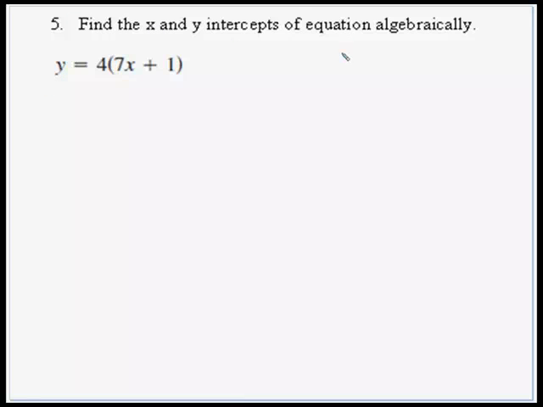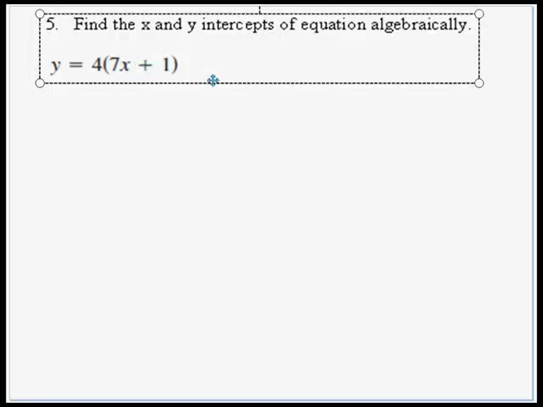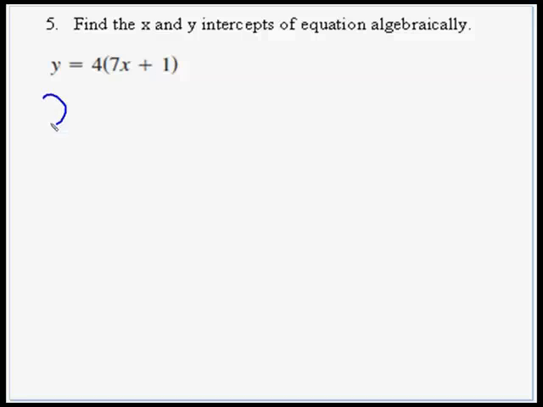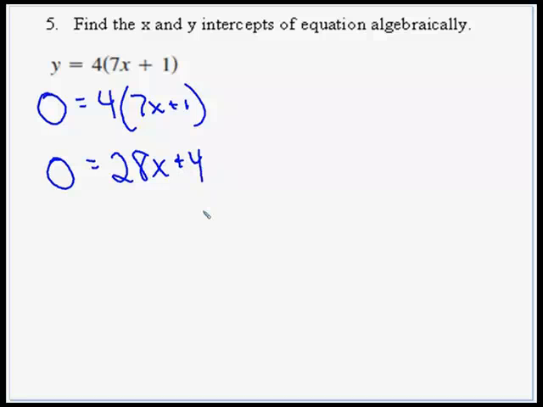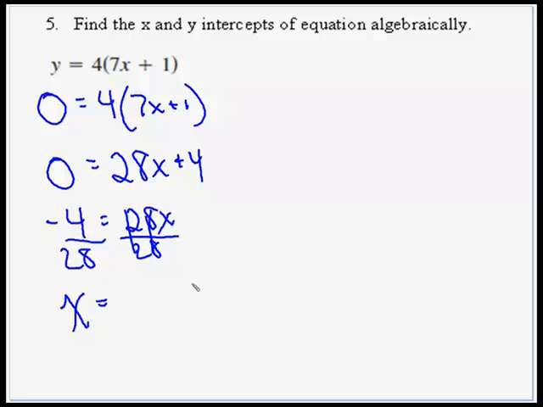Here, find the x and y intercepts algebraically. So first, I'm going to let y equal 0 and solve for x. So we distribute the 4 and get 28x plus 4. Subtract 4 from each side. Negative 4 equals 28x. And then we divide by 28. So x equals negative 4/28. That reduces down to negative 1/7.